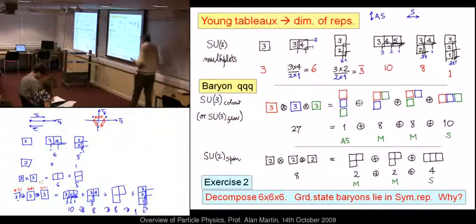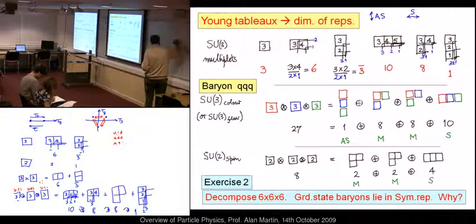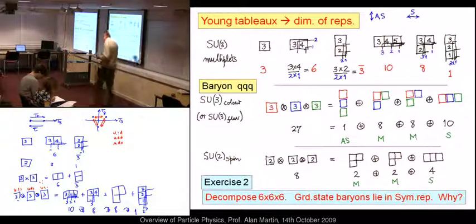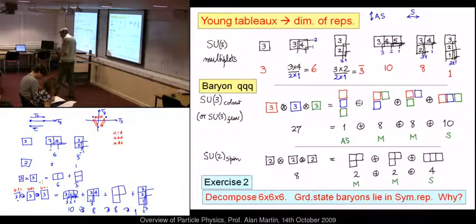Now you can see I can make 27 different baryons. I can make the proton, which is UUD. I can make the neutron, which is UDD. I can make the lambda, UDS. And I can go down here and I can make 27 different baryons. So when I say the ground state baryons, I mean the whole 27 of them, because the ground state means L equals 0.